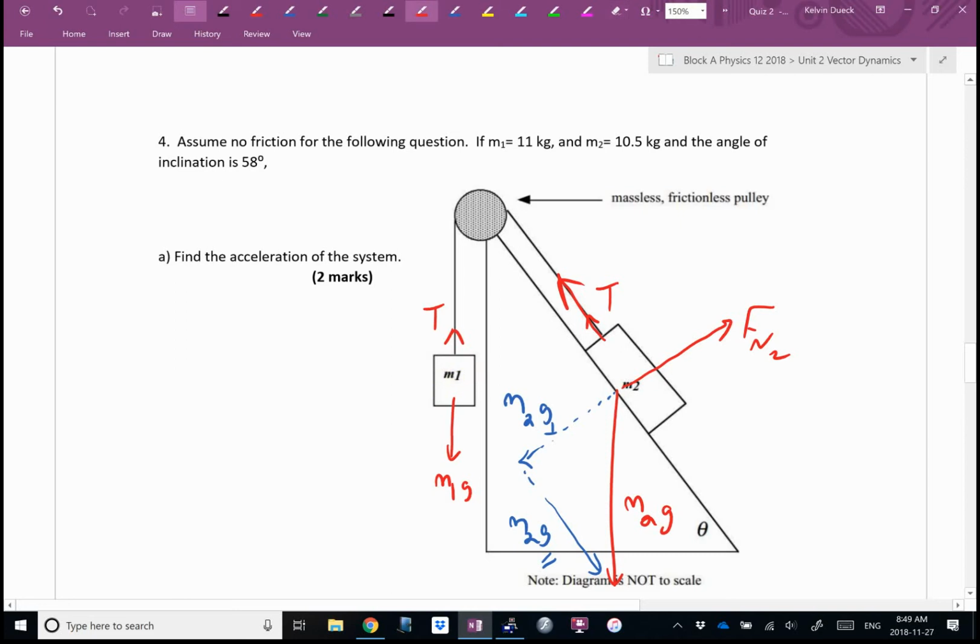Yeah? Oh, okay. It's going to be M1G minus tension plus tension minus M2G parallel. That equals M all A.